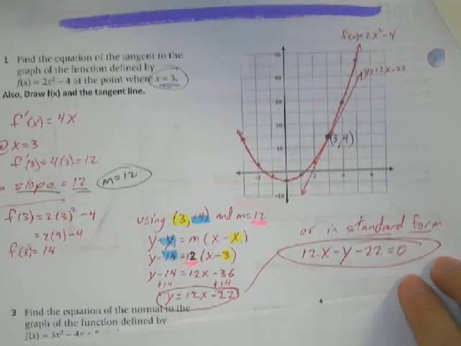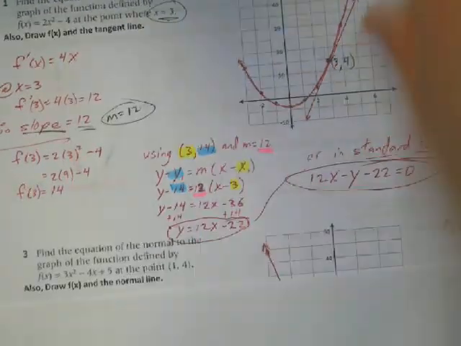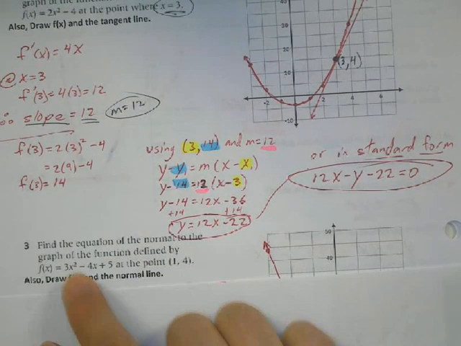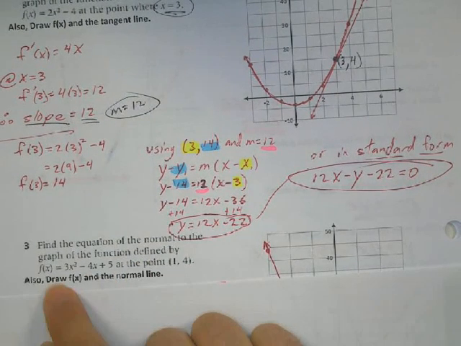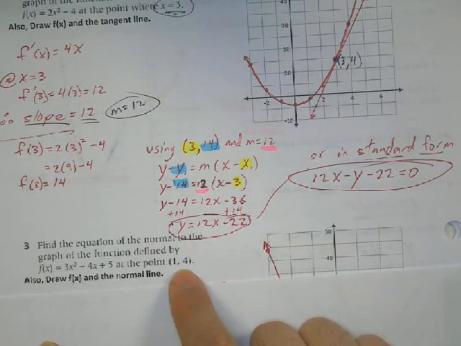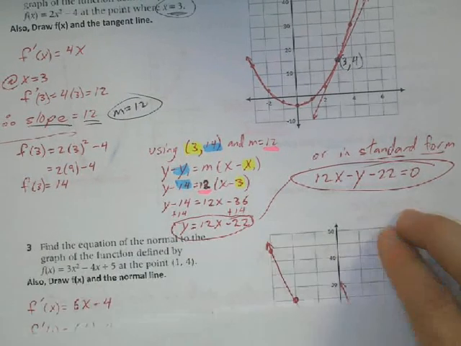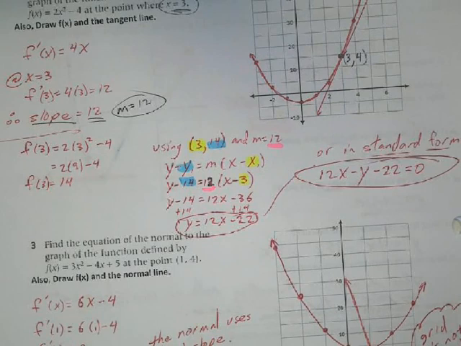Okay, now the next part. Find the equation of a normal to a graph. Okay, so here is my equation at this point (1, 4). So the first thing I did was redraw the curve.